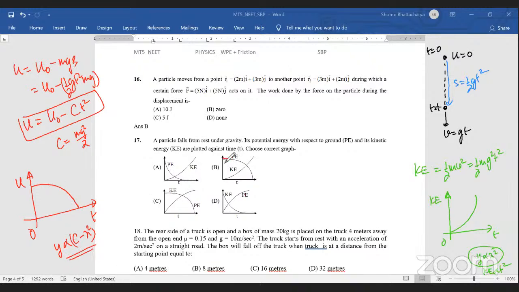So that is why this is the correct graph for potential energy, and this is the correct graph for kinetic energy. That is why this option is wrong, because here the potential energy is going like this. It should go like this. So B is the correct option.